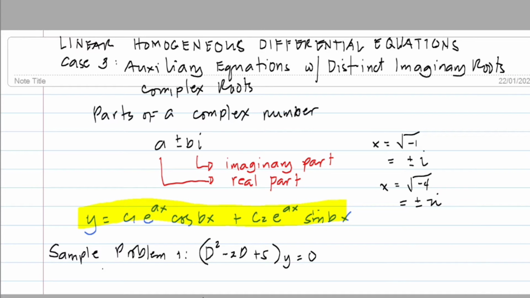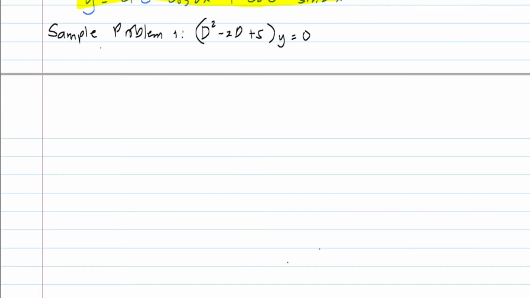Okay, so let's have this example. Problem number 1. So, if we have here D squared minus 2D plus 5, y is equal to 0. Ano nga ulit yung D? Yan po yung ating differential operator. So, let's proceed. Let's transform this muna into an auxiliary equation. So, in ating auxiliary equation, we have m squared minus 2m plus 5 equals 0.